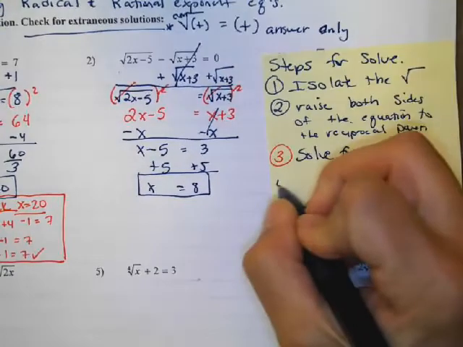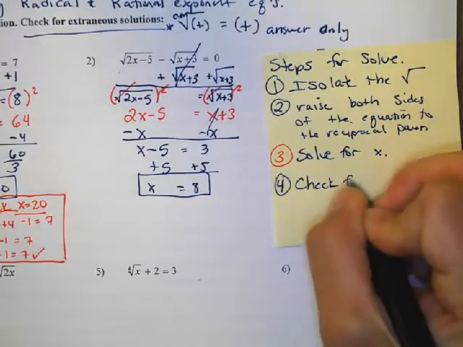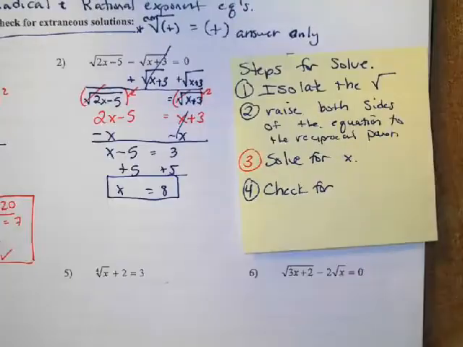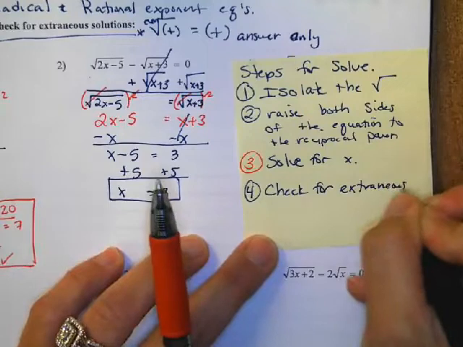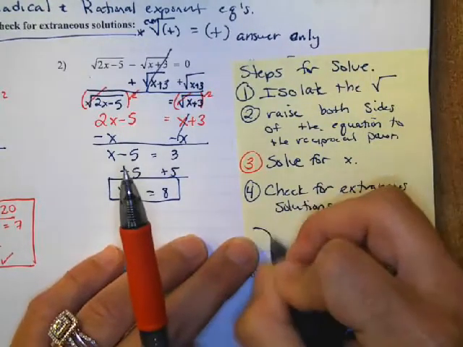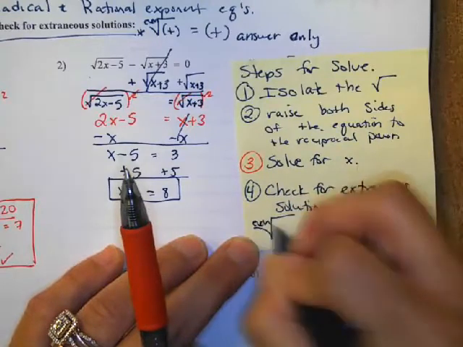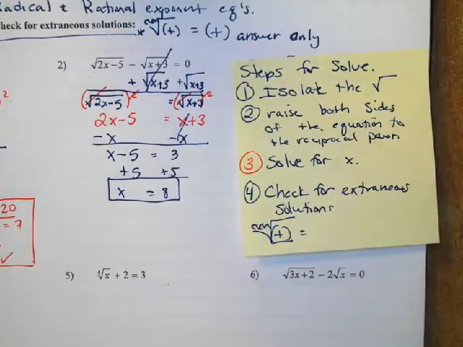Step number 4, which I forgot to write last time: you have to check for extraneous solutions, extra, wrong solutions. Especially if you have an even root, because with even roots, you can only take the square root, or the 4th root, or the 6th root of a positive number. So it has to be a positive number underneath.